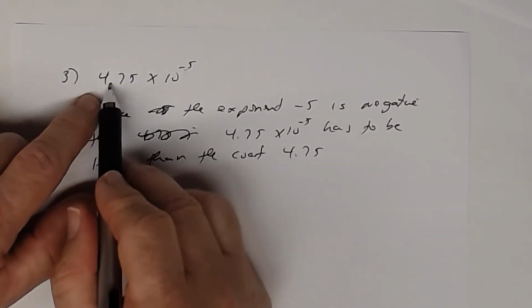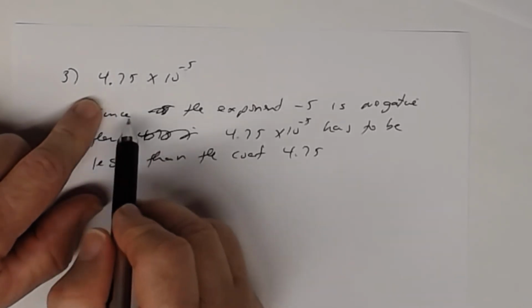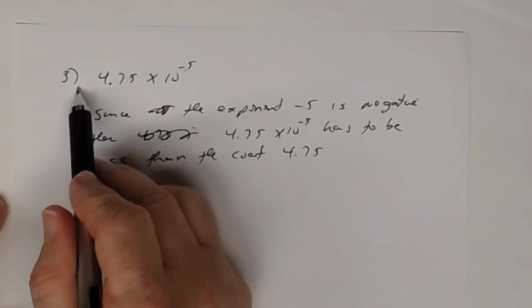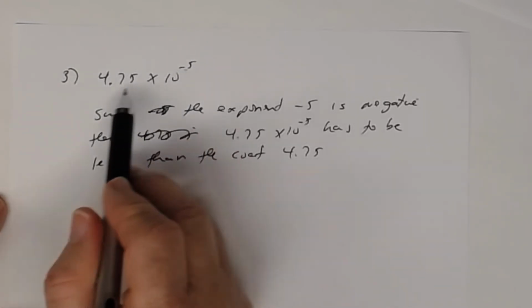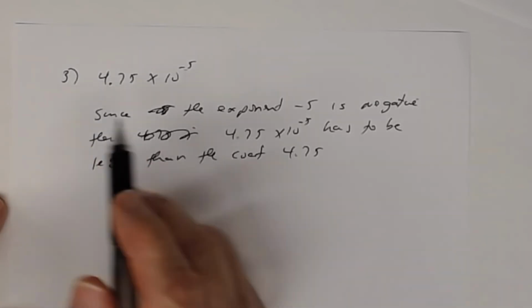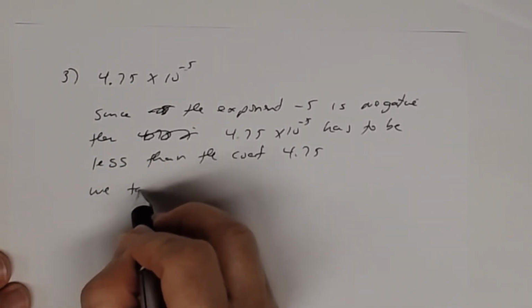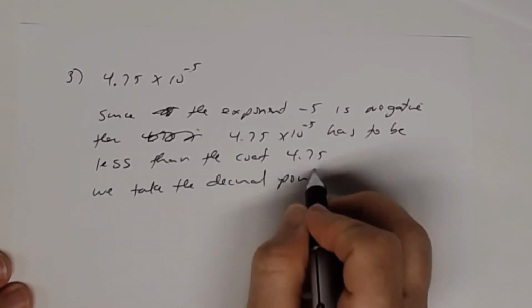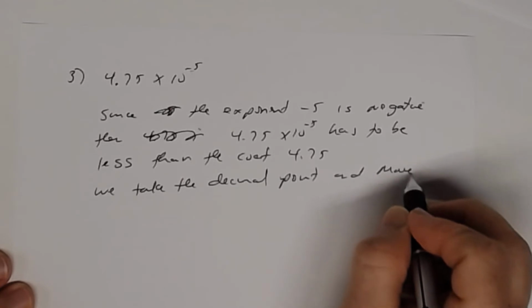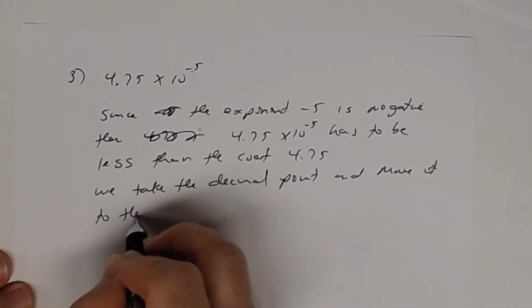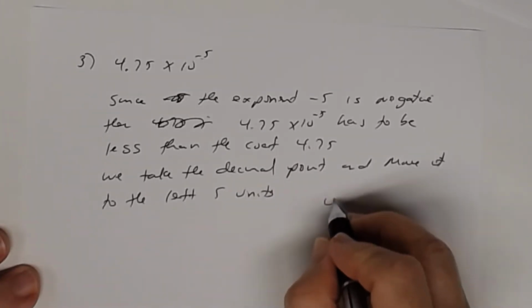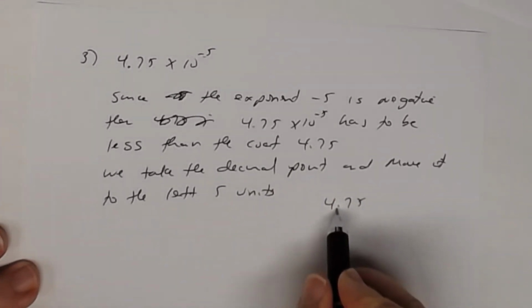So that means to make this number less than the coefficient, I've got to take the decimal point and move it to the left. Since the exponent is negative, I'm going to take the decimal point and move it to the left 5 units. So I'm going to take 4.75 and go to the left 5 units.